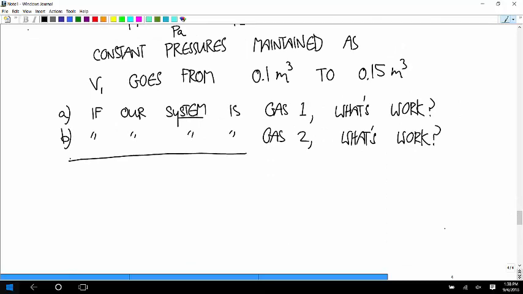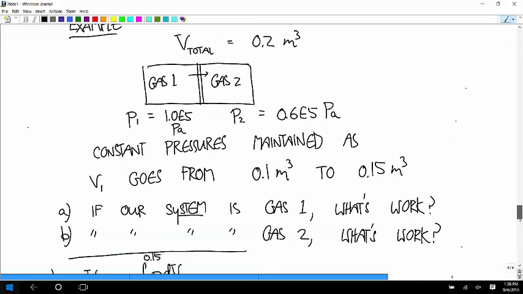Okay, so the first one, part A. So W is equal to the integral of P dV as the volume goes from 0.1 to 0.15. Again, we're keeping the pressures constant. What would you have to do to gas 1 to keep that pressure constant as it expands? You have to do something to its temperature. Would you have to raise it or lower it? Raise it, yep. And then for gas 2, it's the opposite. If that's going to stay at its same pressure while you decrease the volume, you're going to have to decrease that temperature.